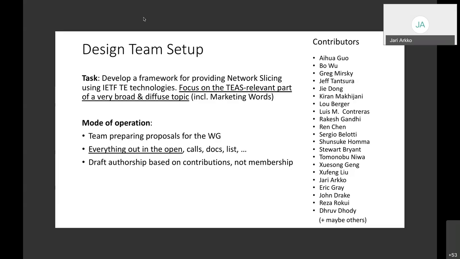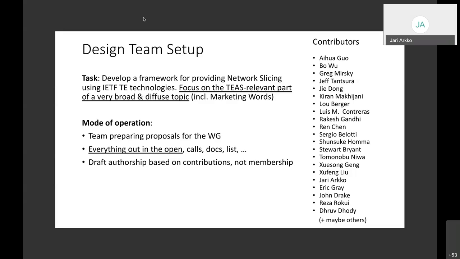One word about the mode of operation in the design team. Sometimes you have closed design teams. This is not one of those. We do everything out in the open. We have an open list. People can join. Calls can be joined. Documents are open. And the list of contributors, people who joined the calls, is not the same as the originally selected members of the design team. So we've been trying to be particularly open. I think that actually worked quite well.